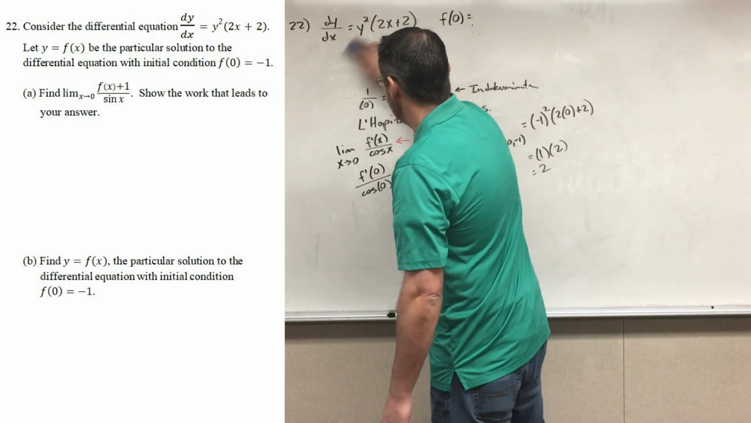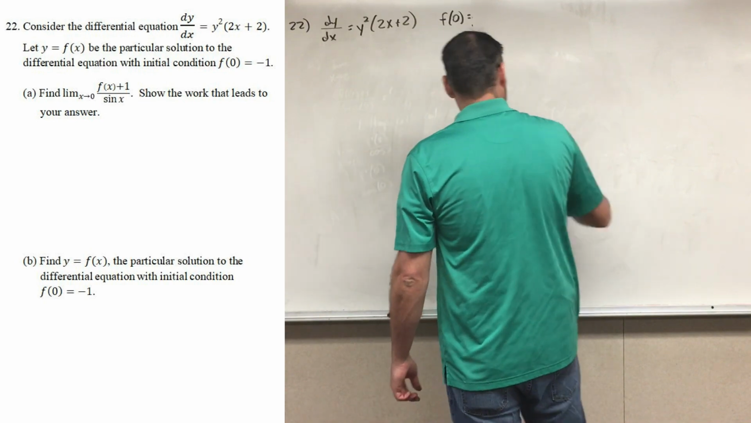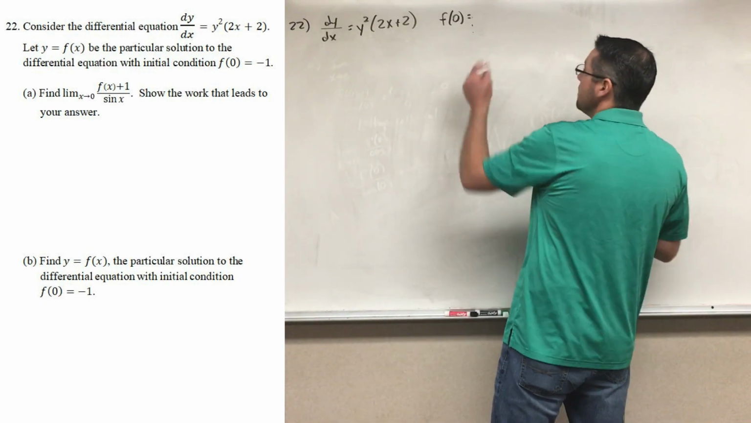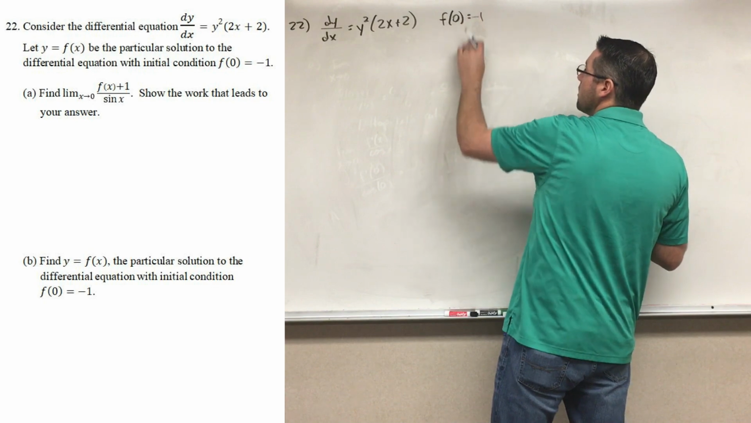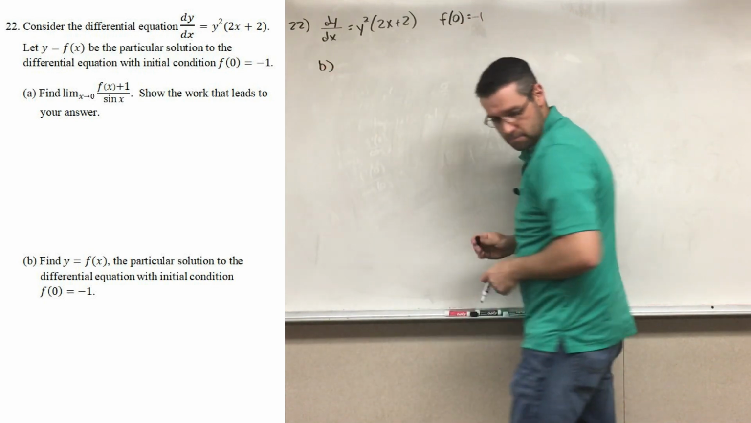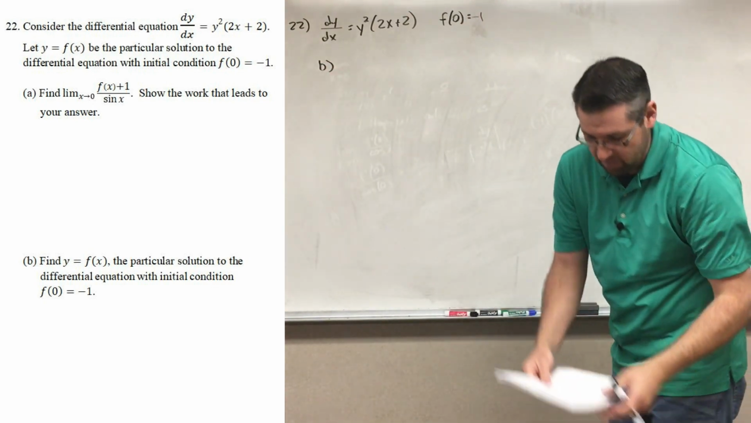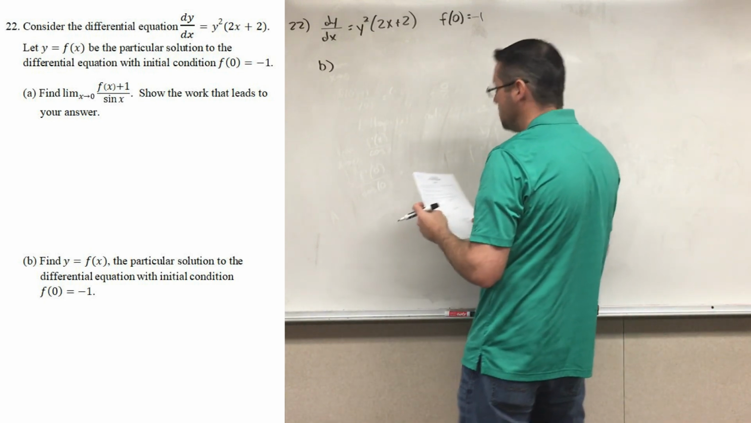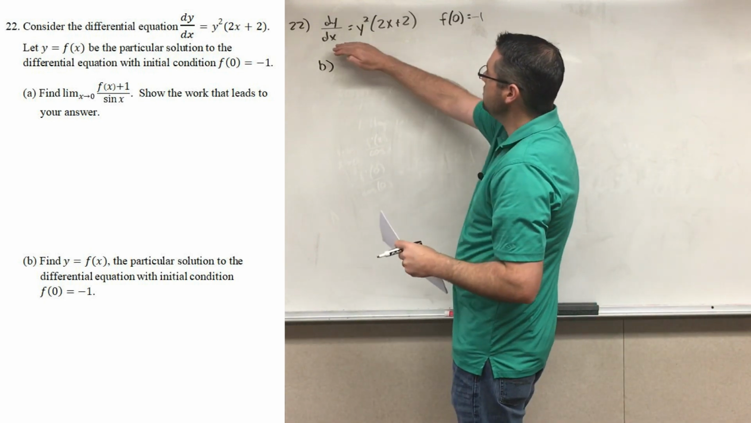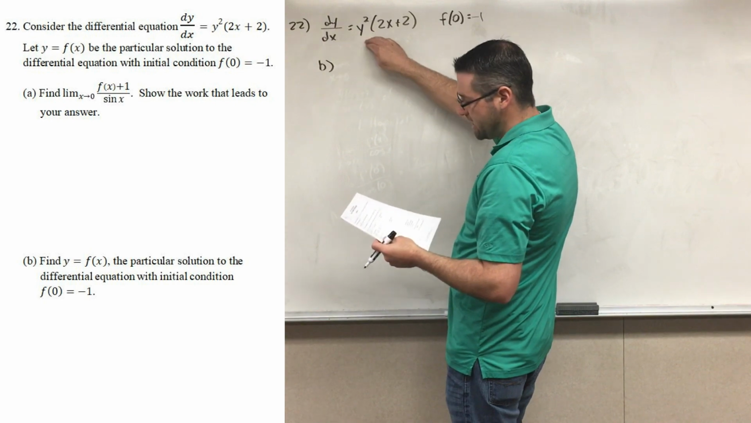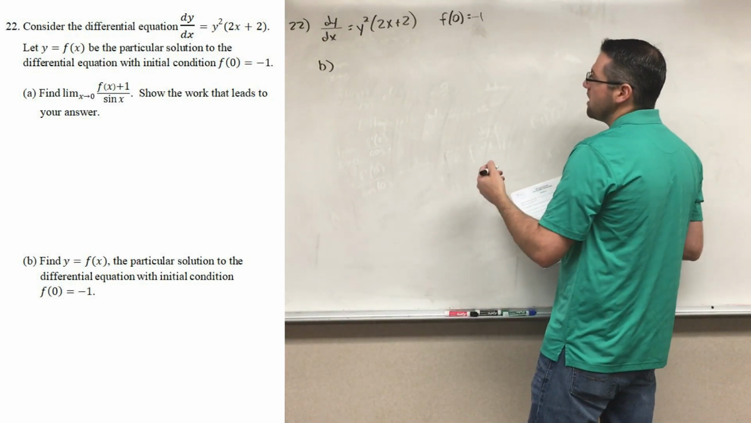Oops, don't want to erase all that. Part B, let's see, that was -1 here. Part B says find f of x, the particular solution to the differential equation. So we're trying to solve this. We're trying to figure out what y equals because it says y equals f of x.